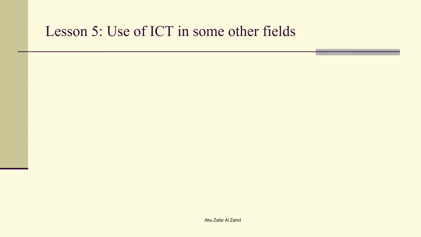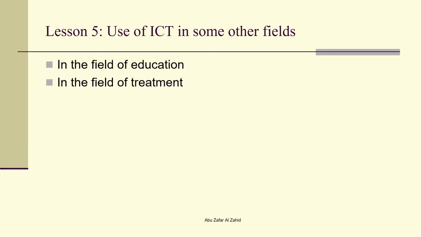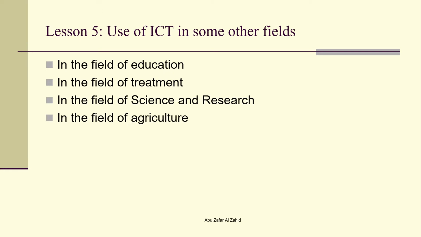Lesson 5. The uses of information and communication technology. In our previous video lecture, we have discussed two examples of information and communication technology. In this lecture, we will discuss the uses of ICT in some other fields, like in the field of education, in the field of treatment, the use of ICT in the field of science and research, the use of ICT in the field of agriculture, and in the environment and weather.